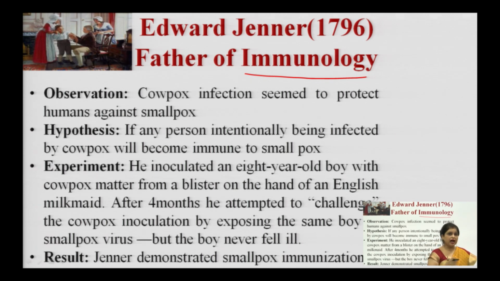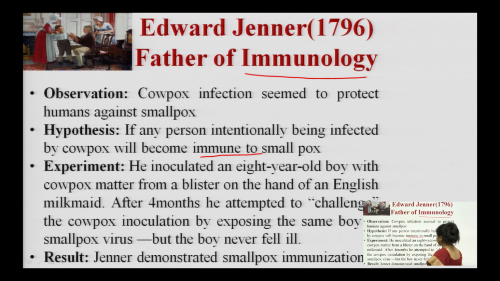So, what hypothesis did he generate from the observation? From his observation, he found that if a person is intentionally infected with cowpox, they will become immune to smallpox. His hypothesis was that the person who already had cowpox and survived would not be affected by smallpox, because antibodies generate within that person and the antibodies will cure that person.